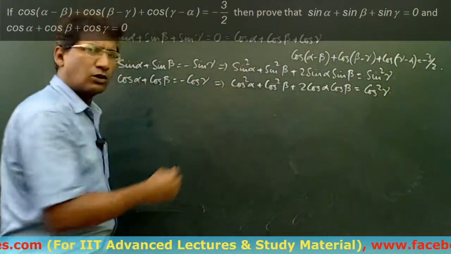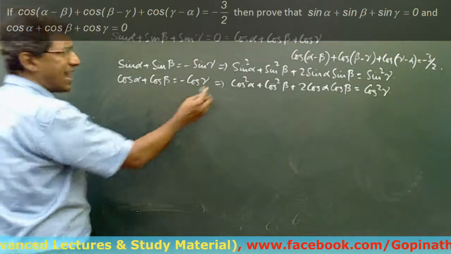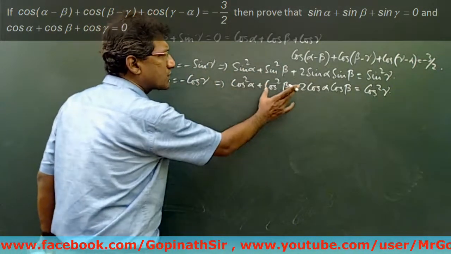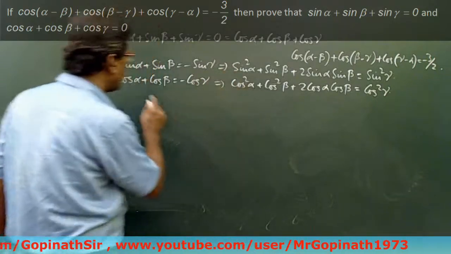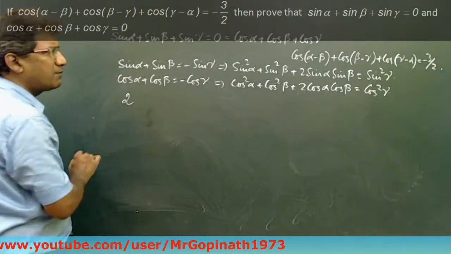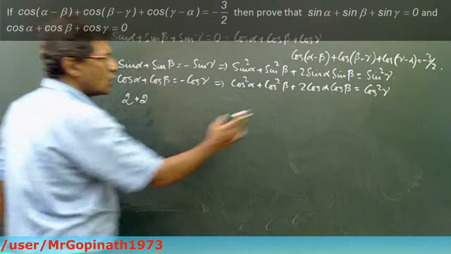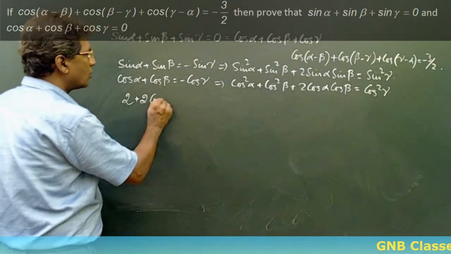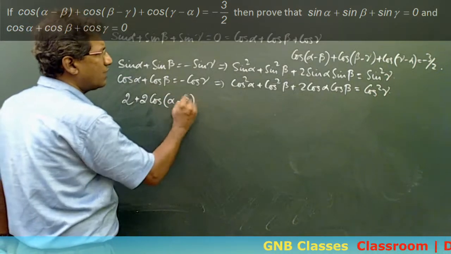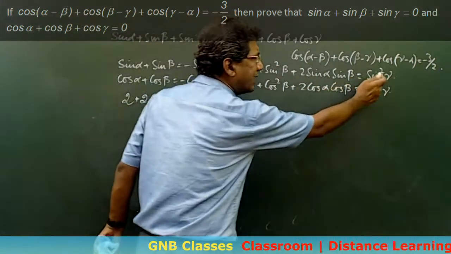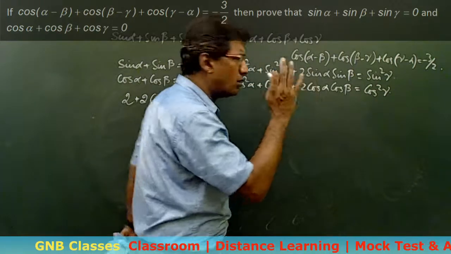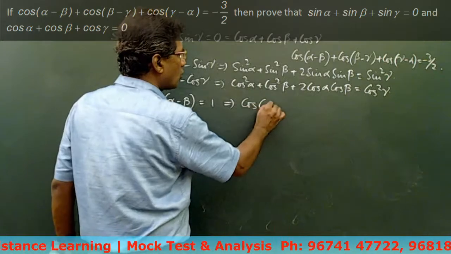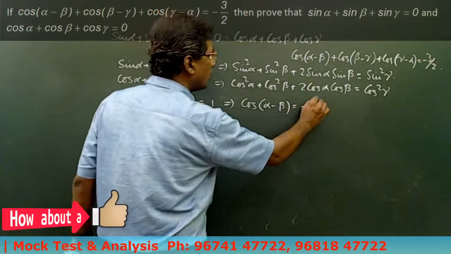Now if I add the corresponding sides, on the left hand side we get sine square alpha plus cos square alpha, which gives you 1, and sine square beta plus cos square beta, which gives you 1. So on the left hand side, after adding, we get 2 plus 2 cos alpha cos beta plus sine alpha sine beta, which gives you cos alpha minus beta, which is equal to, on the right hand side, sine square gamma plus cos square gamma, which gives you 1. So from here we are getting cos alpha minus beta is equal to minus half.